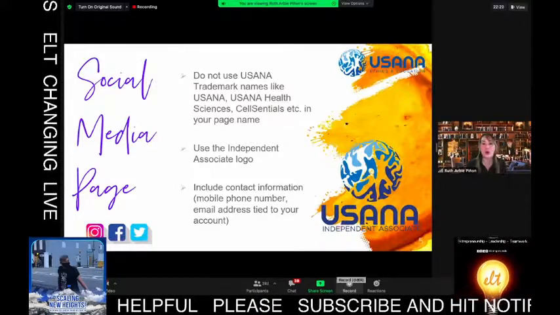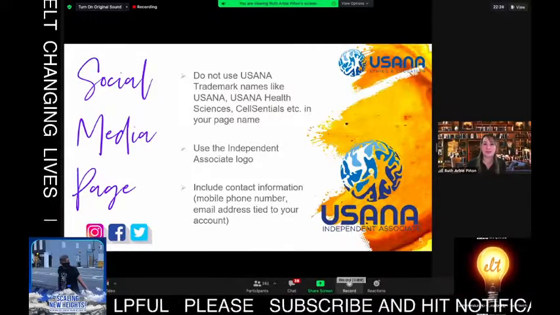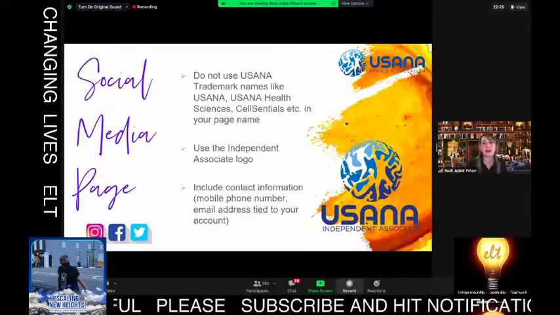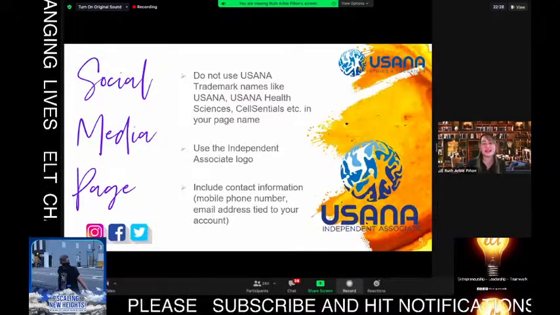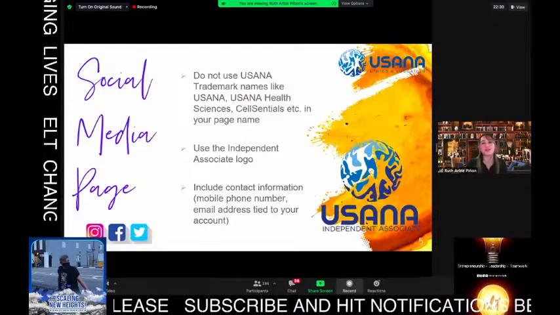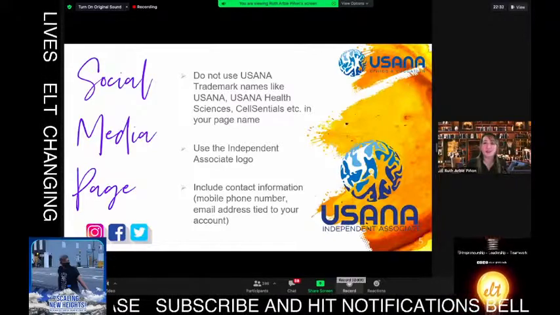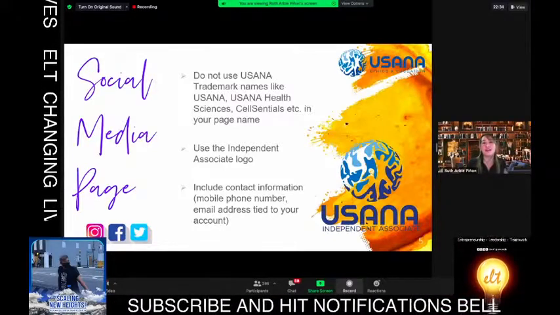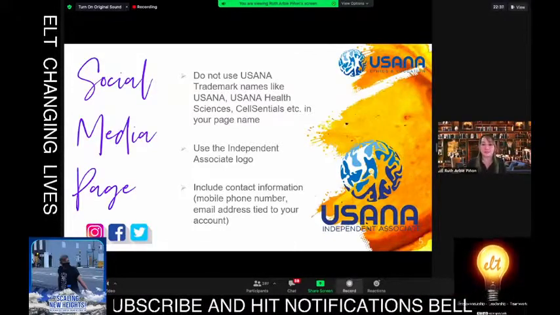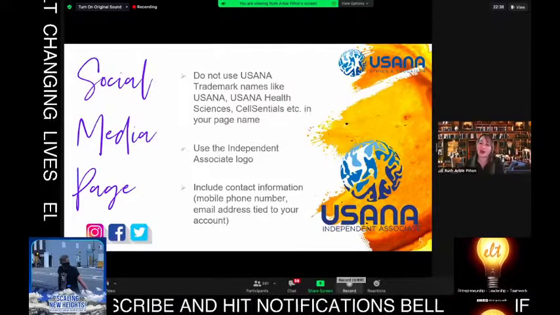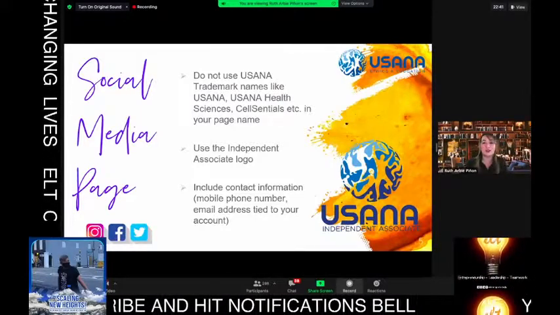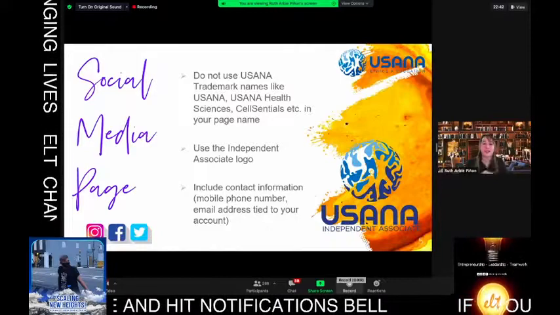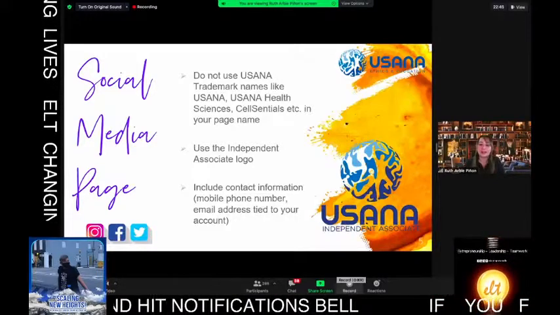admin will be the one to delete your page because, diba? So, ayaw naman namin mangyari na ipa-delete namin yung pages nyo because we know you put effort and hard work in putting up that social media page. So, please always follow and do not violate this trademark or these guidelines.